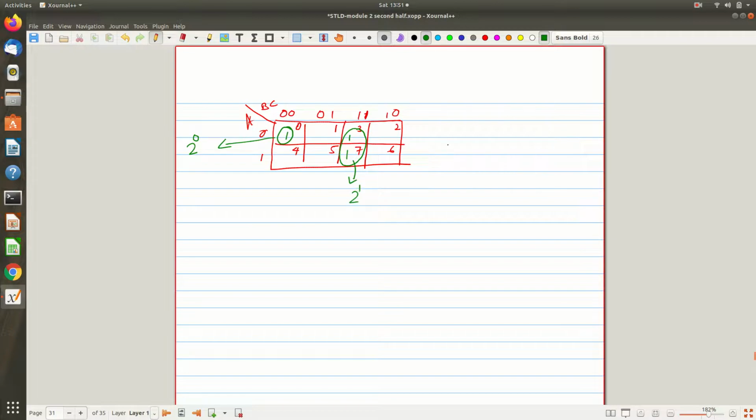Okay. Now I just want to give you the 4-cell combination also. Let me draw a different one.